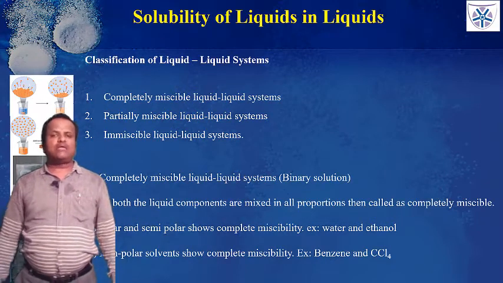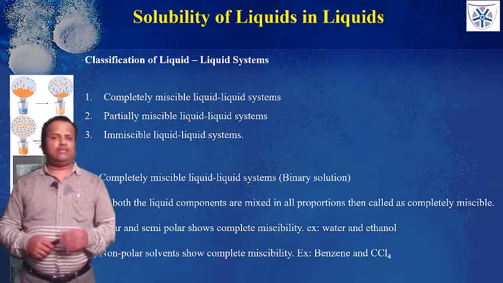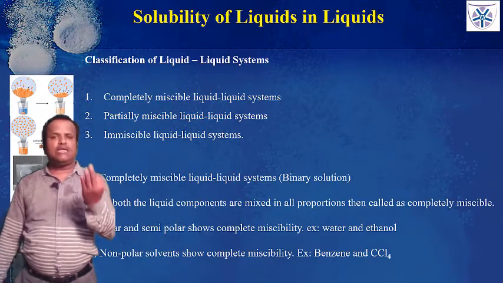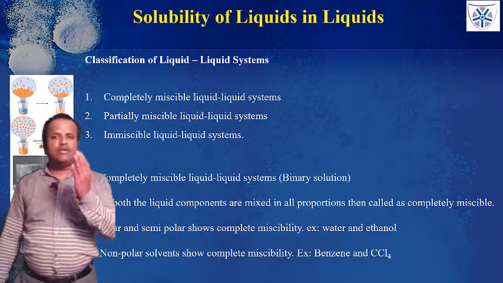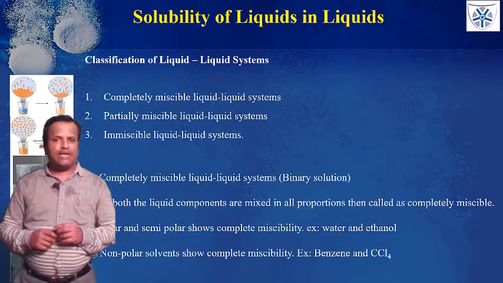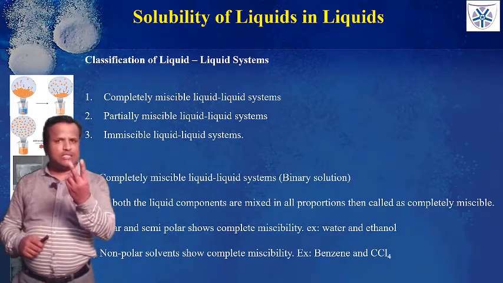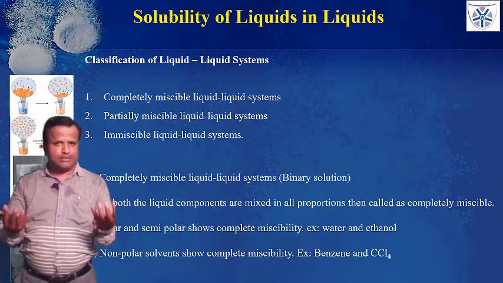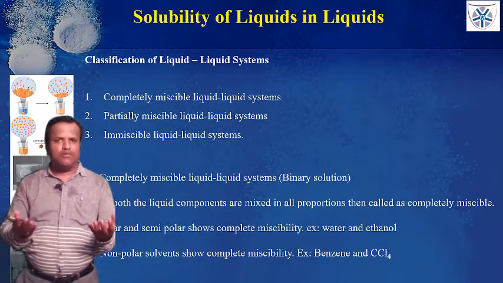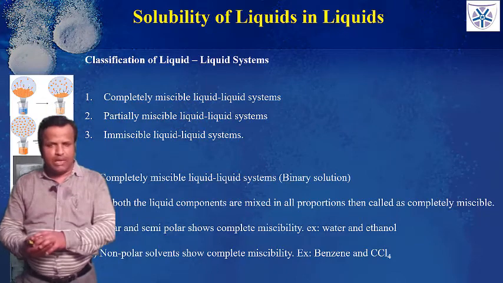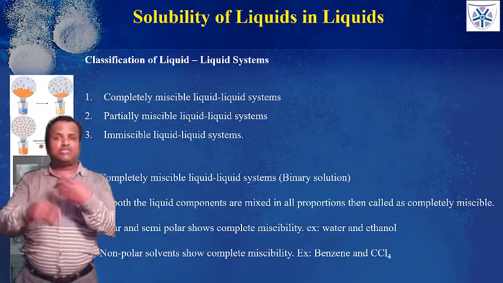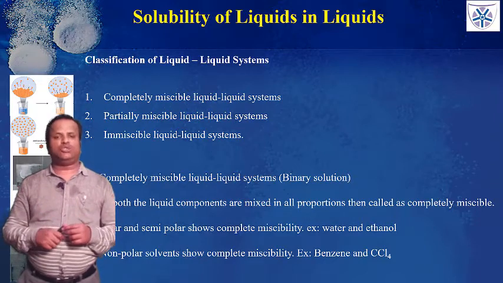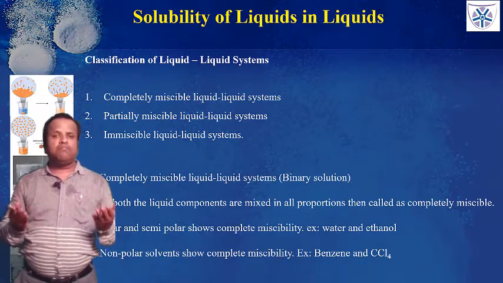Okay, how does the classification occur? I said three classifications. The first one is the completely miscible liquid system. If I take a two-liquid system, for example water and milk, which we see in our regular life, water we are adding into the milk. What will happen? They mix with each other and produce a homogeneous solution. That means completely miscible.